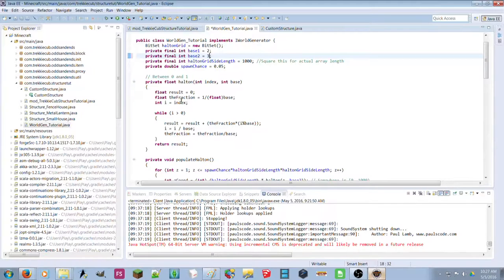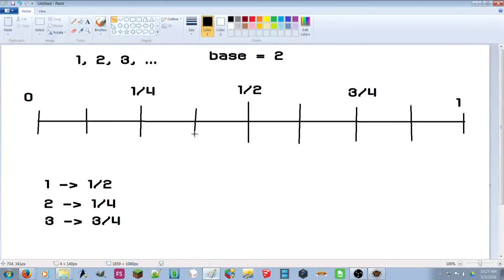For example, if we only went to here, if we did 1, 2, 3, 4, 5, if our maximum number here was 5, we would have clustering on this end of the spectrum, because we would not have this line, we would not have this line. So there would appear to be clustering over here if our maximum index here was 5.